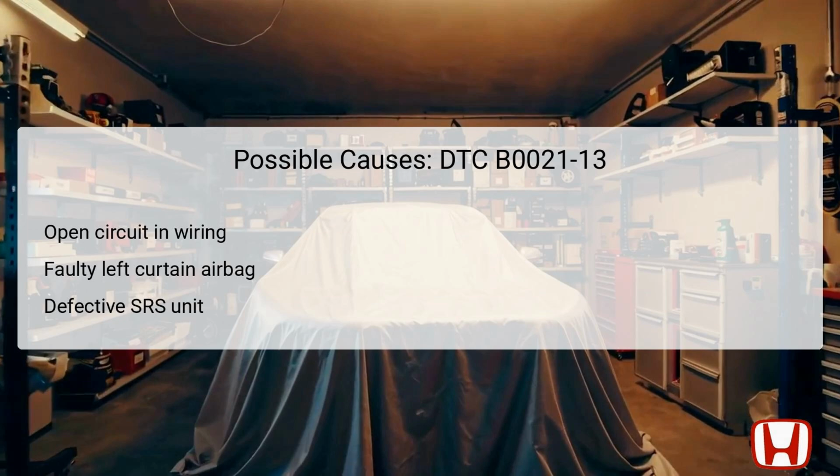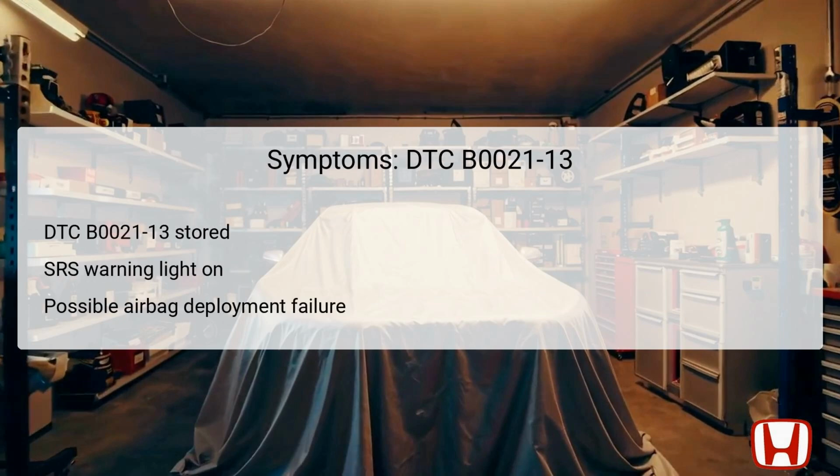Each component plays a vital role in ensuring passenger safety during collisions, and any malfunction can trigger warning alerts and disable airbag function. When experiencing DTC B0021-13, initial symptoms include the storage of the DTC itself in the vehicle's onboard computer. Additionally, drivers may notice that the SRS warning light remains illuminated on the dashboard. This warning indicates that there is a malfunction within the airbag system and that it may not function as intended in the event of a collision.